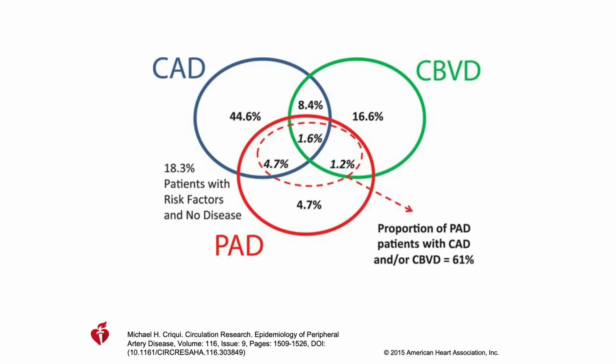So here's a diagram that I obtained from the American Heart Association. As you can see here, PAD correlates with coronary artery disease and cerebrovascular disease. About 61% of patients with PAD also have coronary artery disease, with or without cerebrovascular disease, 61%. And 18.3% of patients with risk factors and no disease have PAD as well.